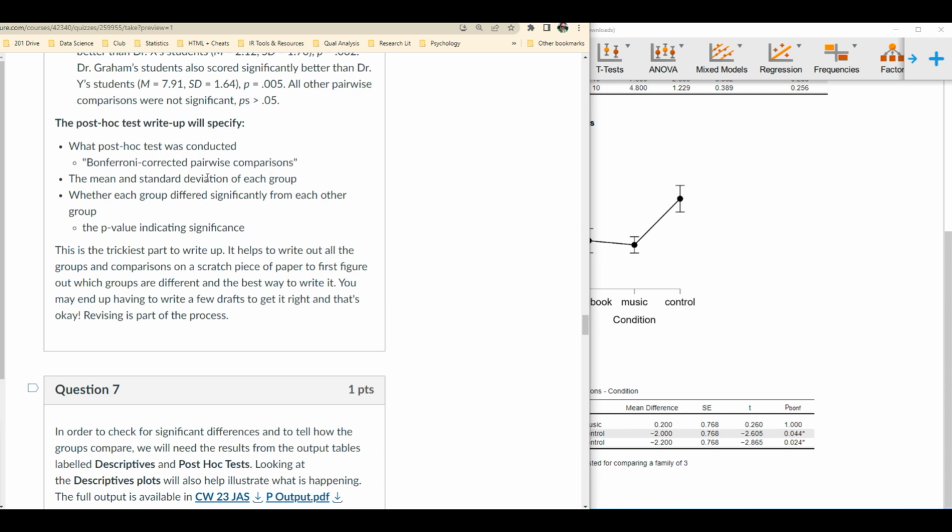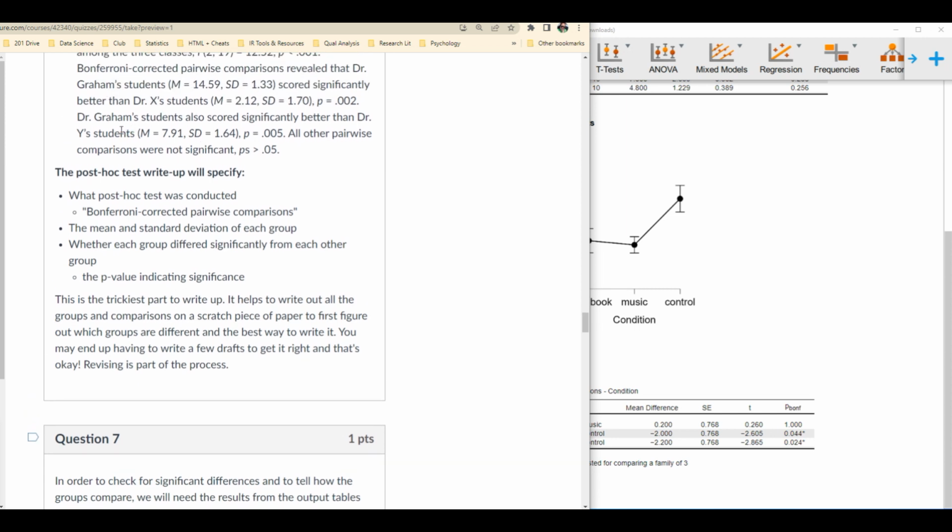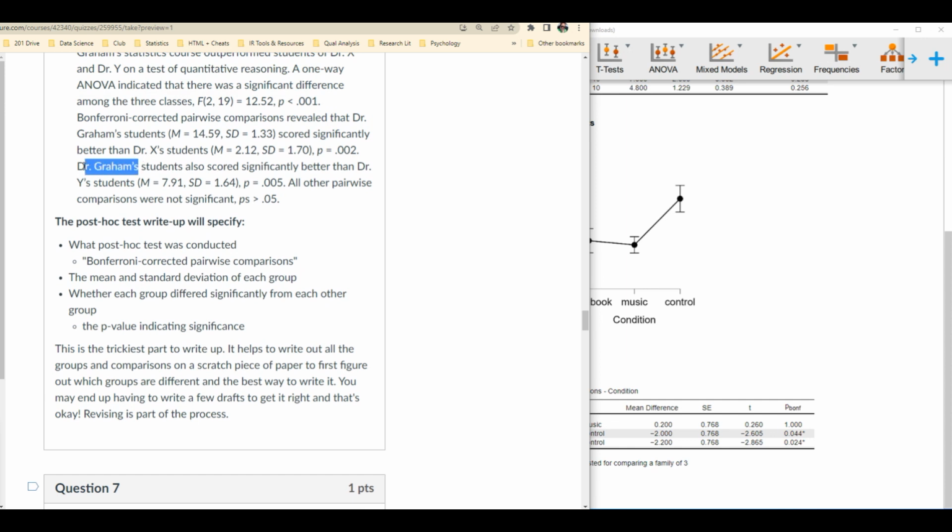The mean and standard deviation of each of your groups should be included, and you include that directly after you mention the group for the first time. If you mention them more than once, do not repeat that information, right? We don't have the mean and standard deviation for this group again because it's already presented once. We don't need to see it again.